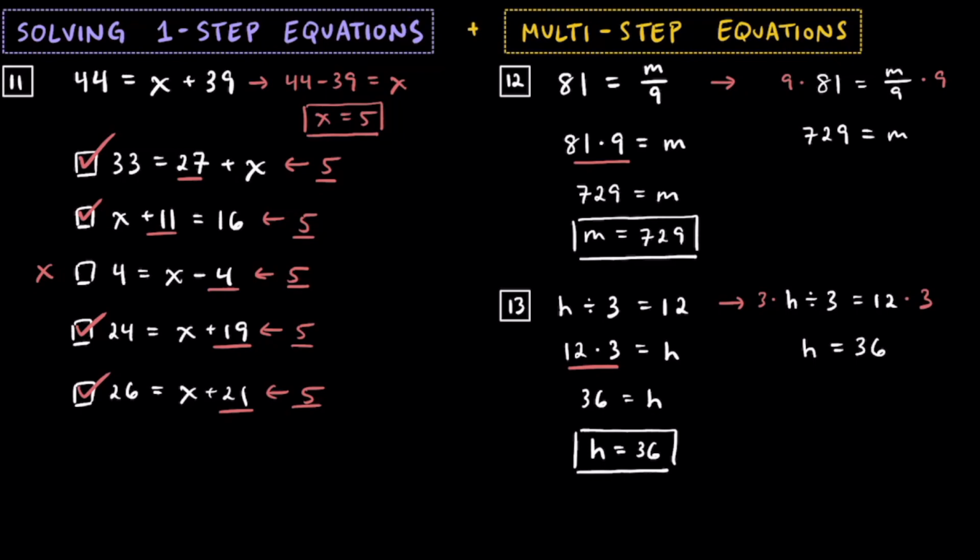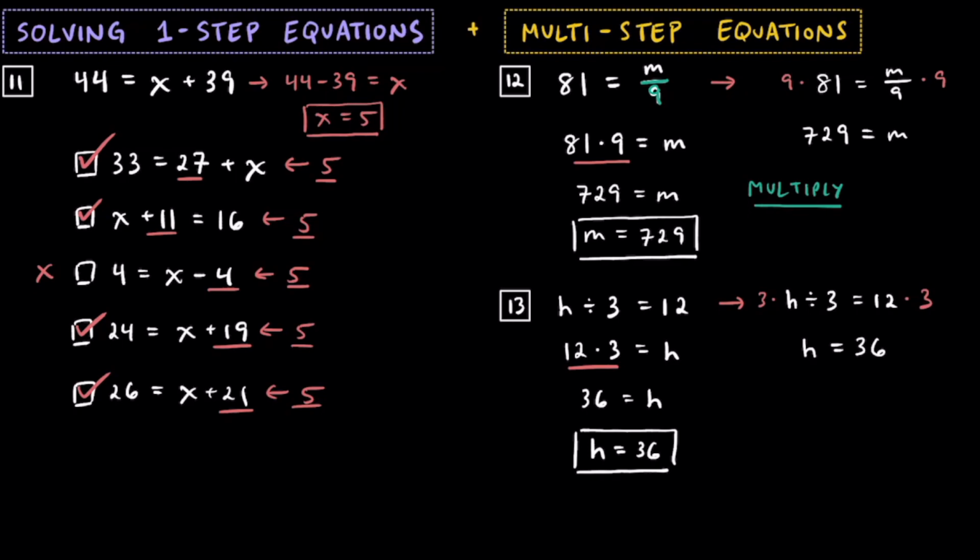In terms of how to isolate for each of these problems, for question 12, we ended up multiplying, right? How do we know to multiply? Well, if you see that we have this divided by 9 in the original problem, then to isolate m, we have to multiply because that's the inverse operation for division. So if you see division, you have to multiply.